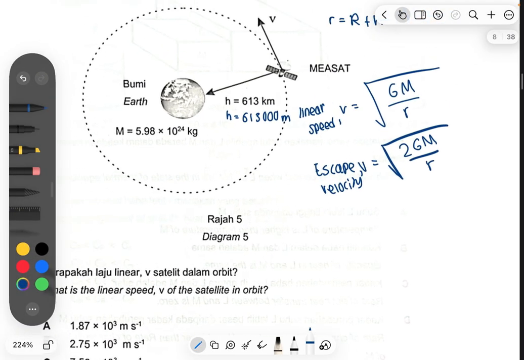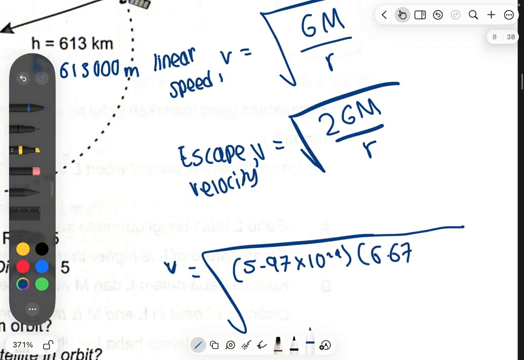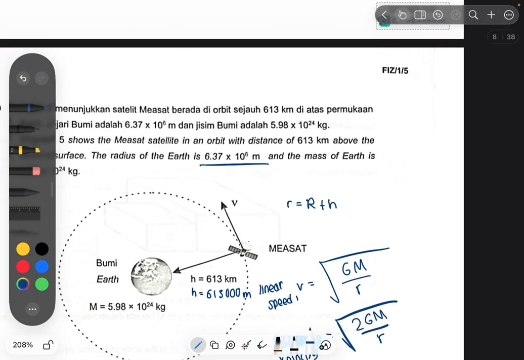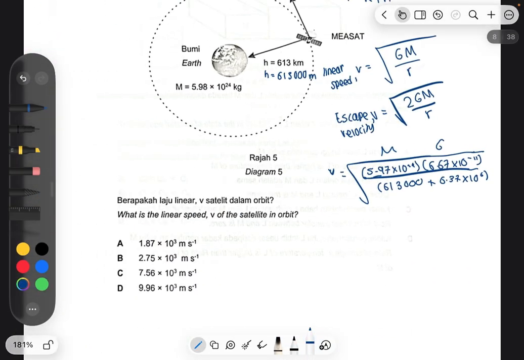Okay. So in this case, substitute V is equal to square root of 5.97 times 10^24, bracket, 6.67 times 10 negative 11. Kind of got the M first and G over 613,123 plus 6.37 times 10. Is it 6.37 times 10? 6. Okay, so click your calculator and you'll get the answer.